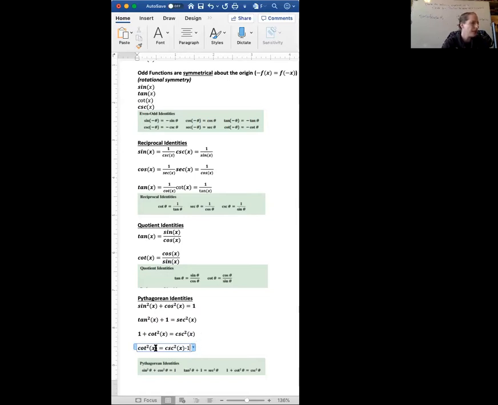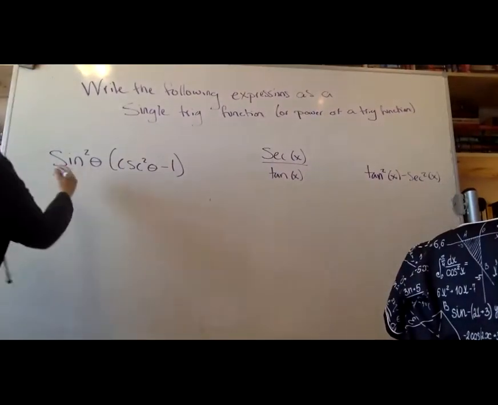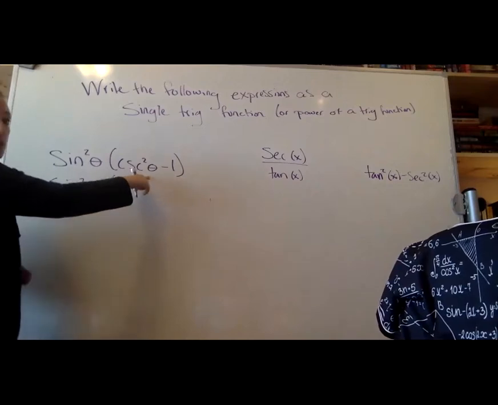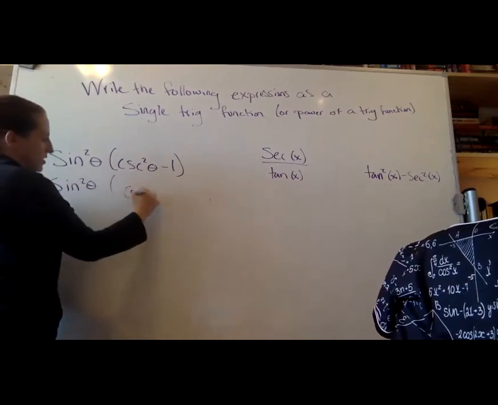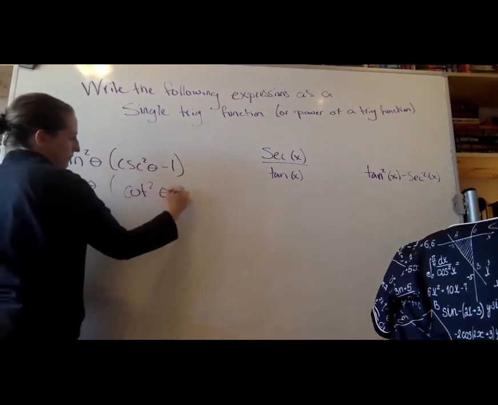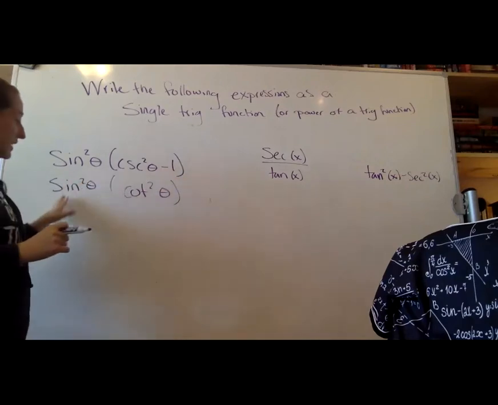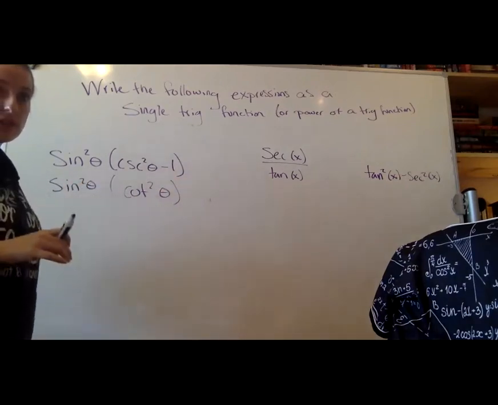So let's try replacing cosecant squared minus 1 with cotangent squared. First, we're going to leave the sine squared and replace cosecant squared theta minus 1 with cotangent squared. Now it's looking a little bit better. We don't have this 1 running around. We just have trig functions. That tends to make our life a little easier.